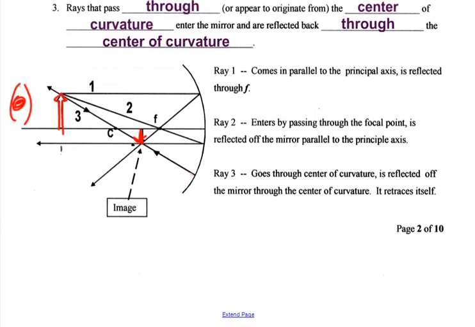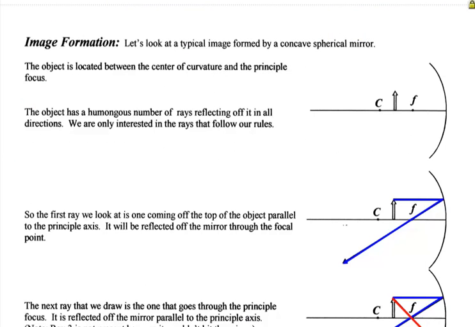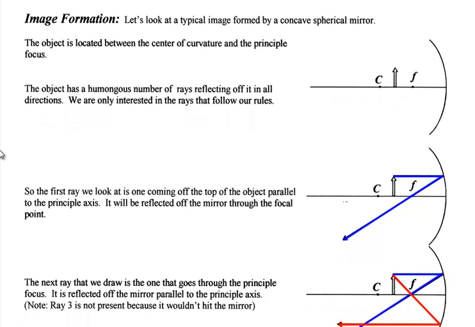Okay, let's see. We're going to try to get through this next example, and then we'll stop the video. So, image formation. Let's look at a typical image formed by a concave spherical mirror. The object is located between the center of curvature and the principal focus.